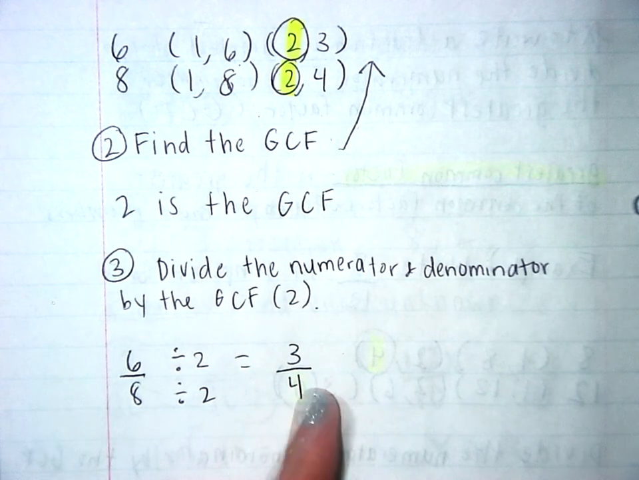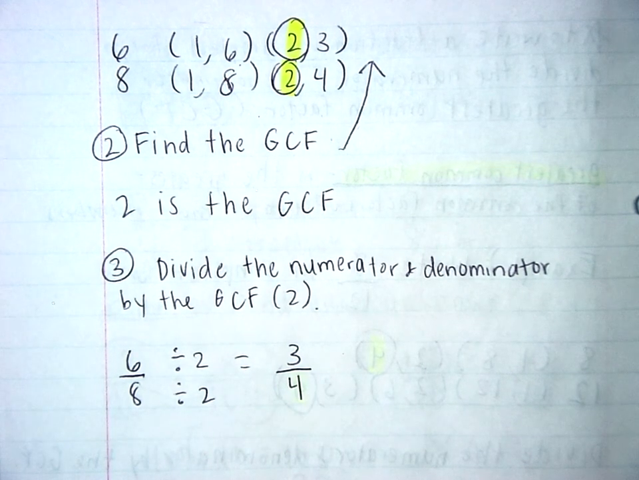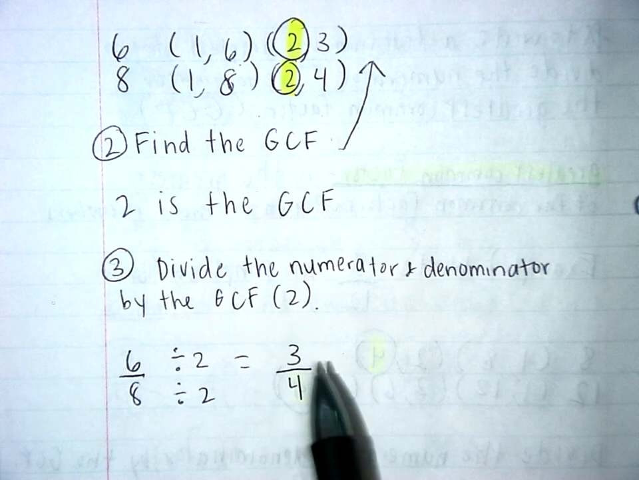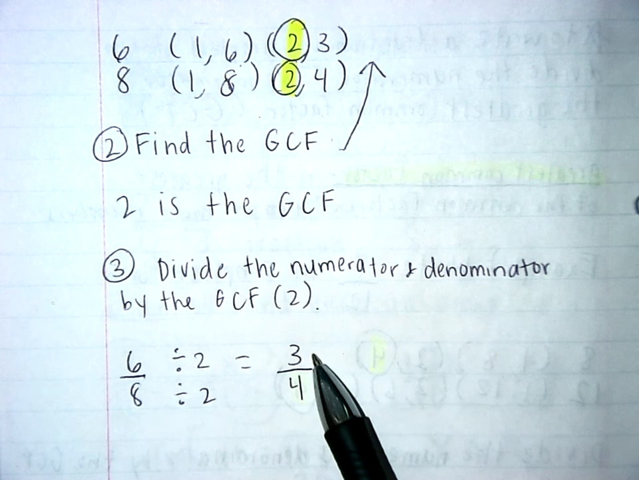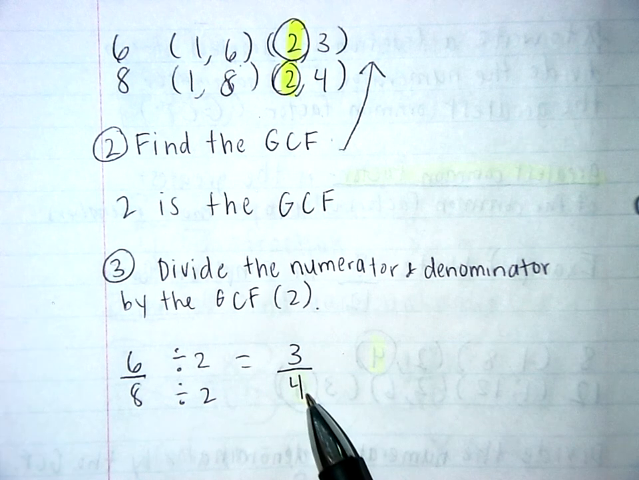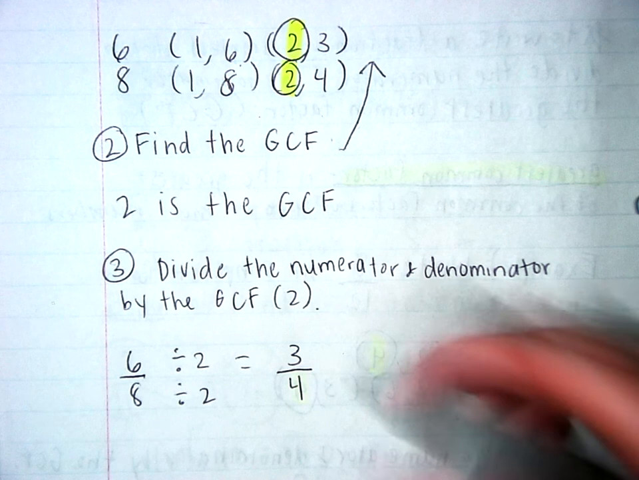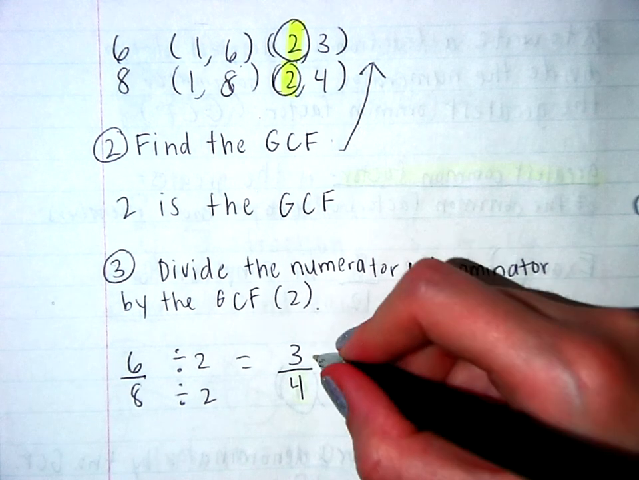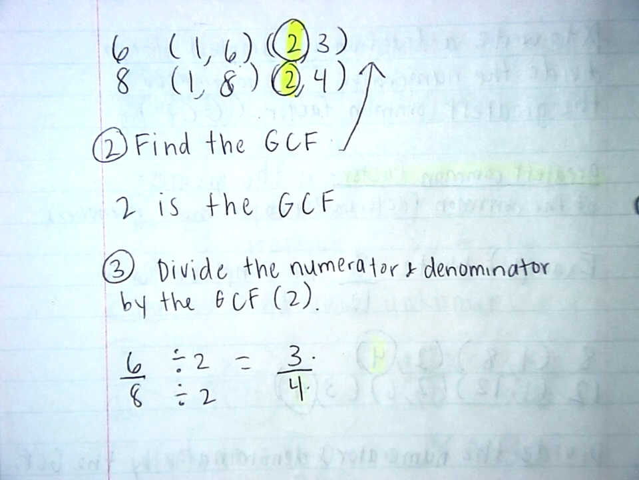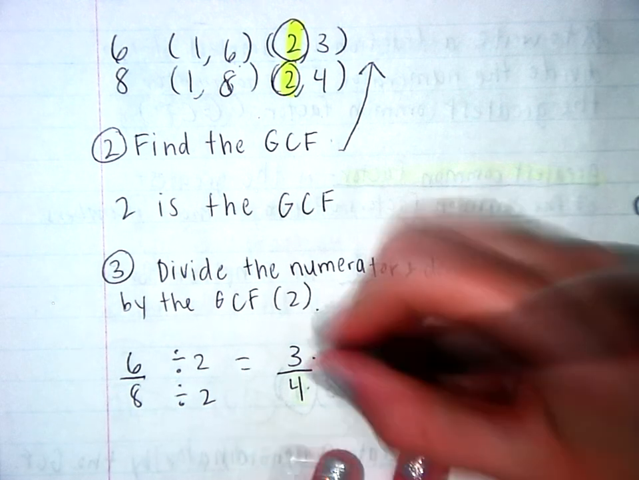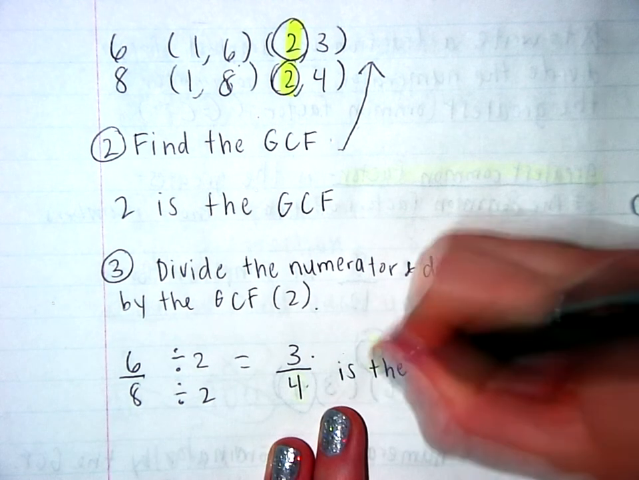So then ask yourself, if you're going to check if 3 over 4 is the simplest form of 6 over 8, what are the factors that make up 3 and what are the factors that make up 4? If the only factor that it shares is 1, it's in its simplest form. So 1 and 3 will give me 3, and those are the only factors. Then 1 and 4 are the only factors that will give me 4. 1 is the only factor that they share, so 3 over 4 is the simplest form.